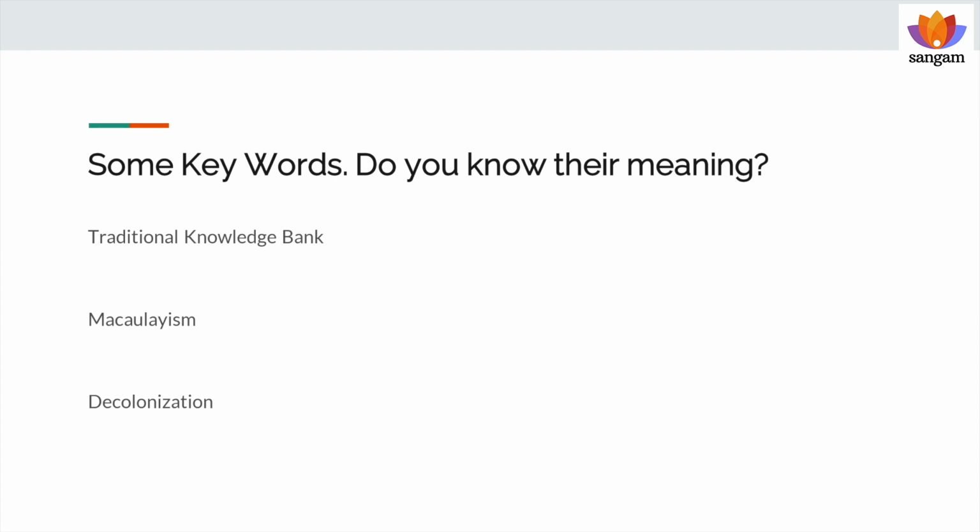The second word is Macaulayism. Do you know Macaulayism? If you are an English speaker, someone educated in a schooling system imposed by Macaulay, and you understand this word, it will help you get rid of what Macaulay wanted to achieve by the design of schooling that he created. Macaulayism is basically a concept which says that the invaders put up a schooling system to disconnect native people from their own culture and their own traditional knowledge bank.